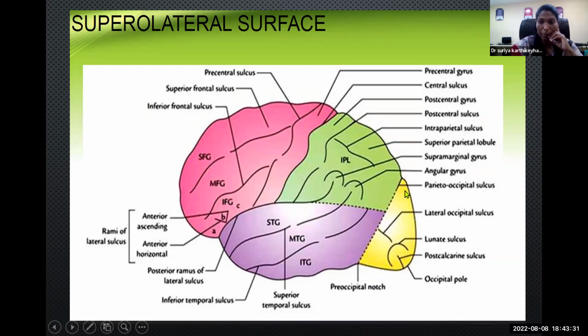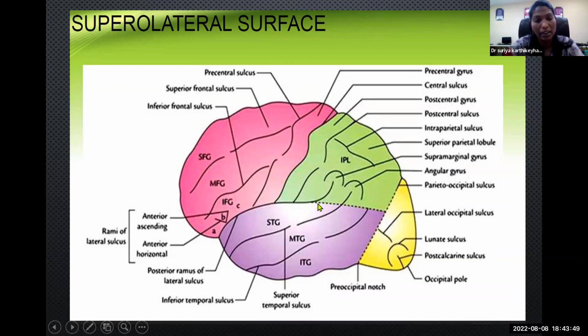So we have to draw imaginary lines. Okay. So from the parieto-occipital sulcus, one imaginary line will be extending till the pre-occipital notch. In front of the occiput, we have a notch here. Okay, that is called the pre-occipital notch. So from the parieto-occipital sulcus, we are drawing an imaginary line till the pre-occipital notch.